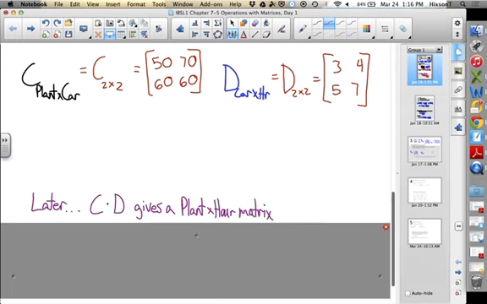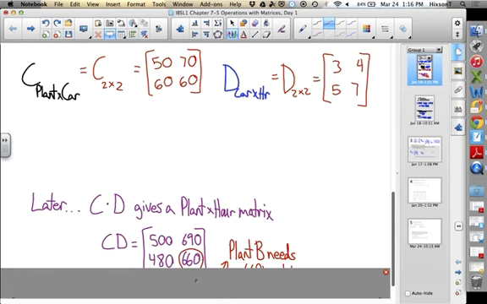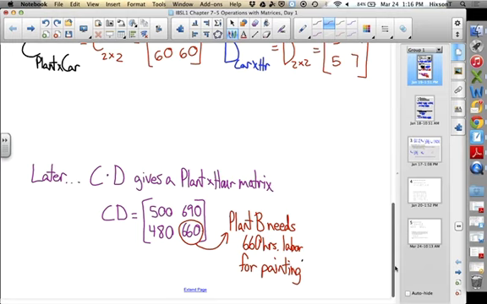If we multiply these two matrices together, C times D, notice this is plant by car, and this is car by hour. Okay? We'll talk more about this tomorrow, but when you multiply these together, you get a matrix that gives you the plant by hour. It actually will end up being a 2 by 2 matrix as well, but look at what information it gives us. This is what you'll get, and we'll see tomorrow how to actually get this.